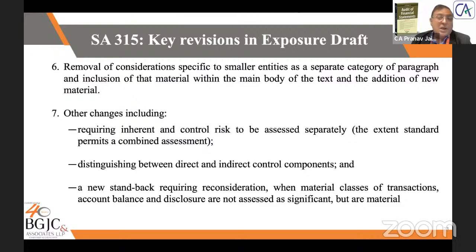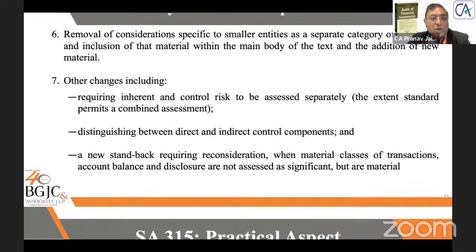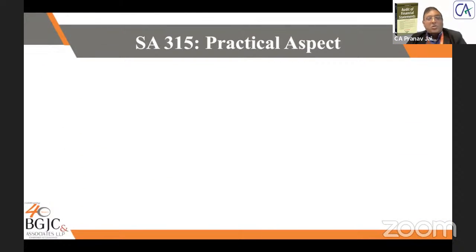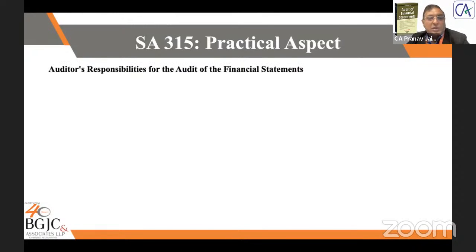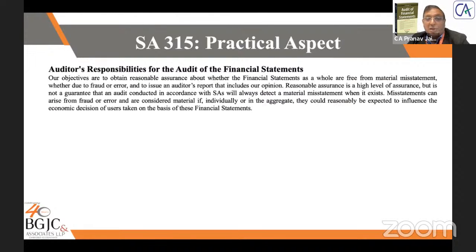considering the entity's internal audit function. There is a full Appendix 4 in the standard, which talks about guidance on assessing the internal audit function. Let's look at the practical aspect. So this is an extract from an audit report, which is as per SA 700.